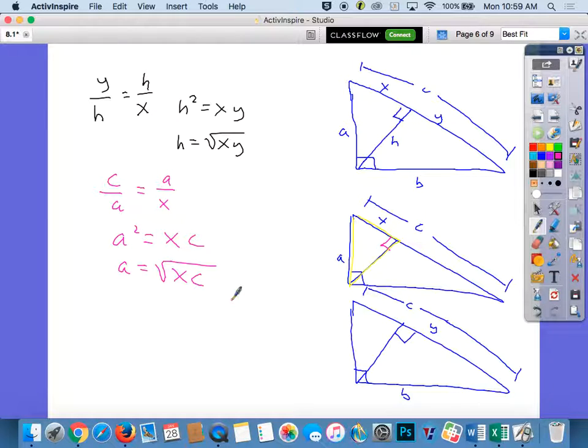okay? So, A squared, you guys can zero in on this. A squared equals X times C, all right? H squared equals X times Y. A squared equals X adjacent times C. And let's do this last one here.